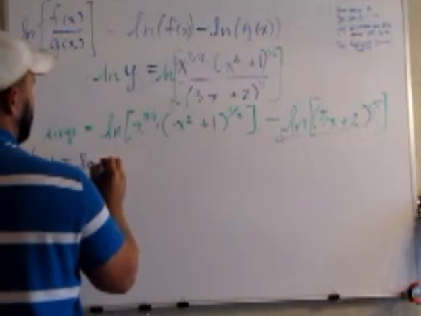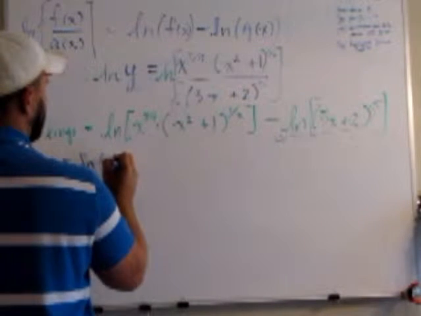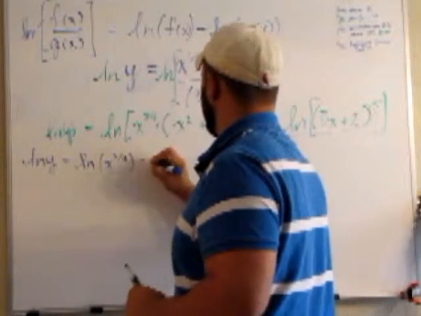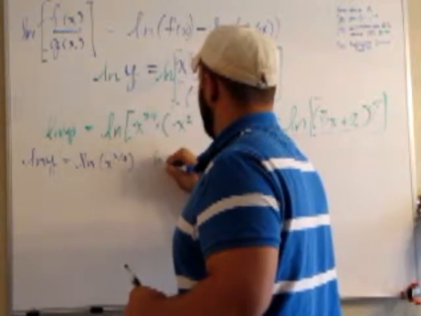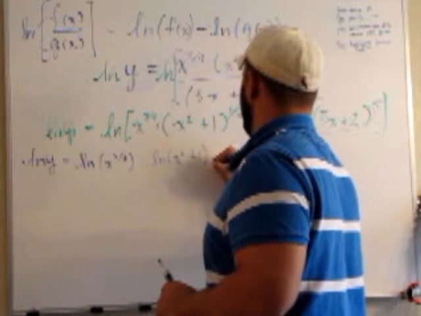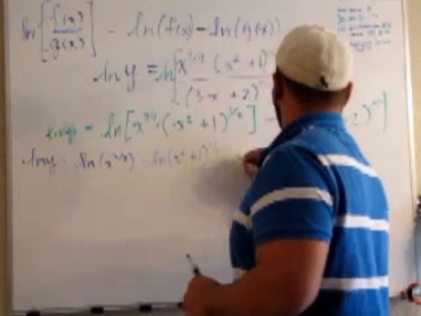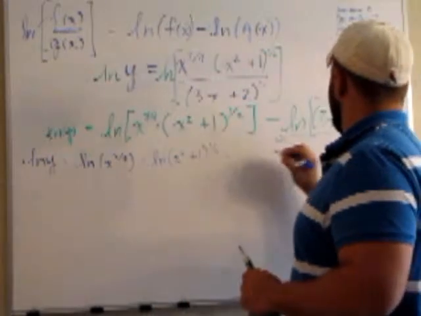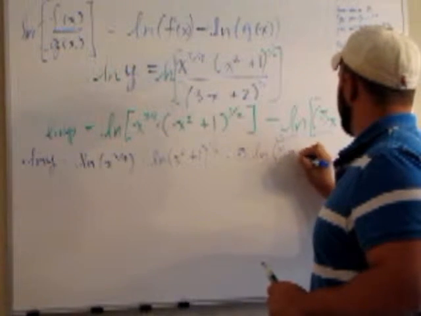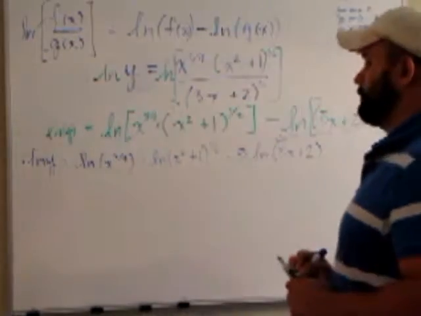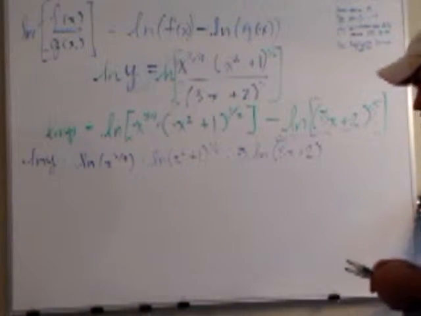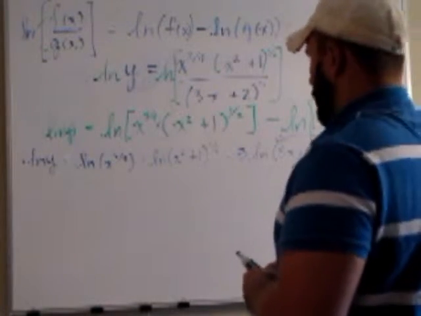We're going to have ln of x to the 3/4. It's just all about breaking it down to the next level. Ln of x squared plus 1 to the 1/2, minus, we're going to bring our 5 down out front, ln of 3x plus 2. Now it's starting to break down into stuff that we can manage. All right.